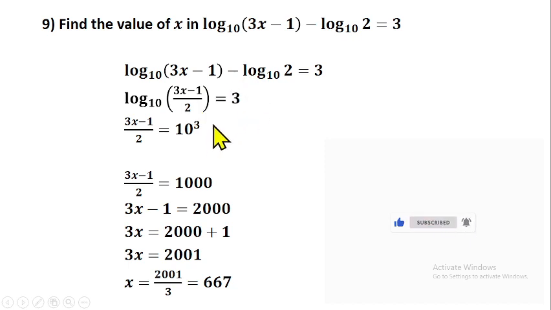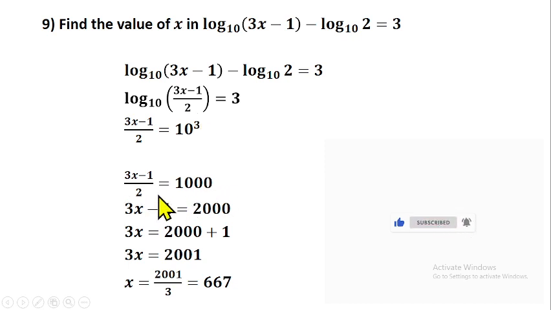3. Then you can raise 10 to the power 3 to get (3x minus 1) over 2. So according to the definition of logarithm, 10 raised to power 3 equals (3x minus 1) over 2. So (3x minus 1) over 2 equals 10 raised to power 3. 10 raised to power 3 means 1000.